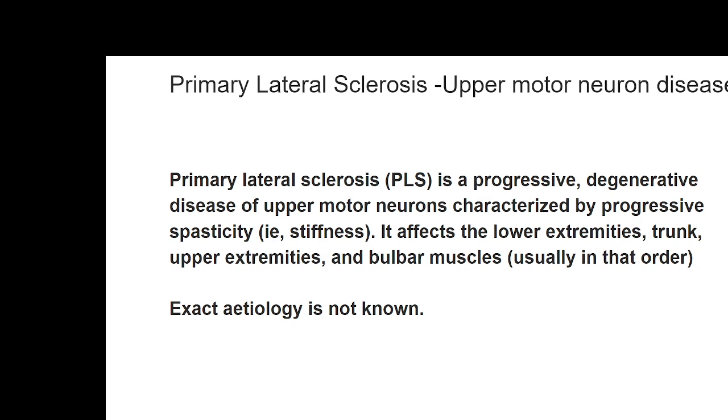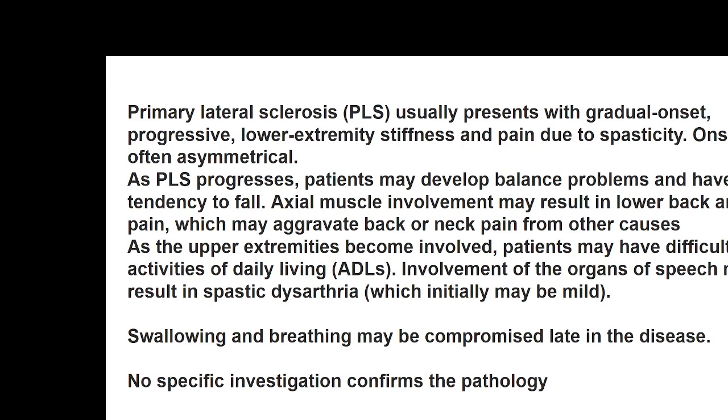And the exact etiology is not known. Even the genetic studies are not conclusive. Then the typical clinical presentation is that the patient may have pain and stiffness due to spasticity in the limbs, and onset is usually asymmetrical, in the sense it may be in one limb and then later go to the other limb. It may start with a limb, and most of the time these symptoms are presented as if they are cramps.